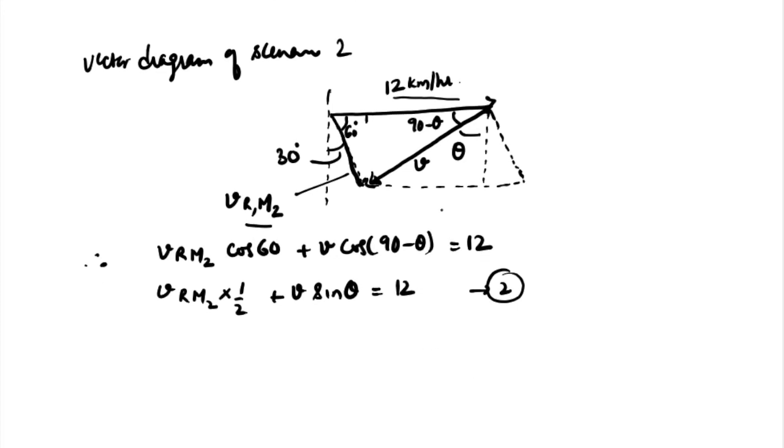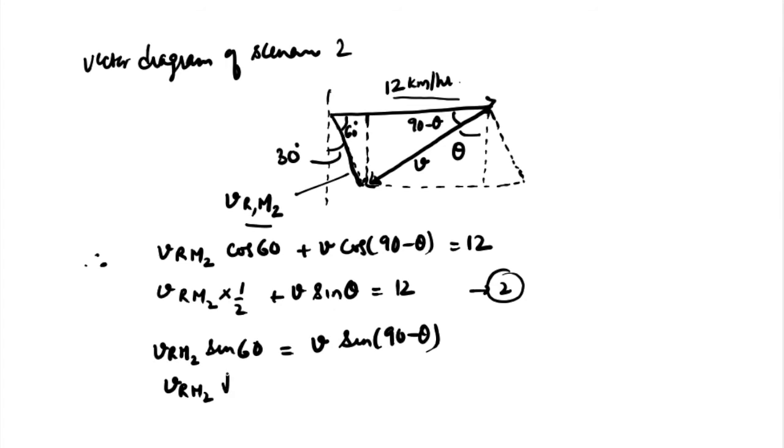And another thing is that the vertical component of this vector and this vector will be the same, implying Vrm2 sin 60 is equal to V sin (90 minus theta), or Vrm2 into root 3 by 2 is equal to V cos theta. That's equation number 3.